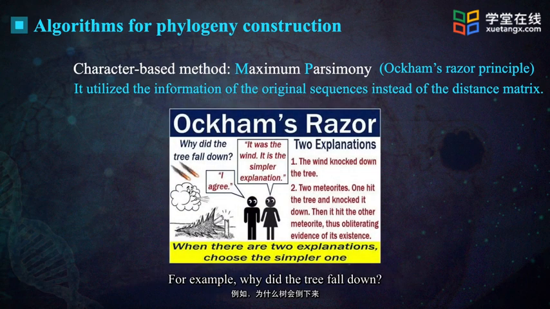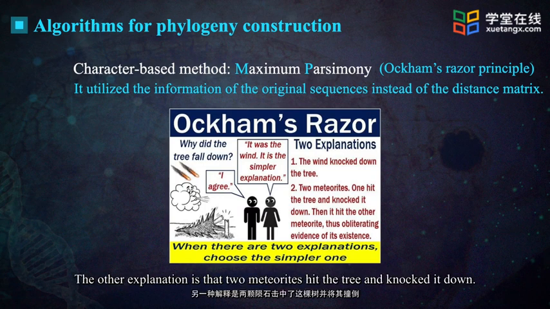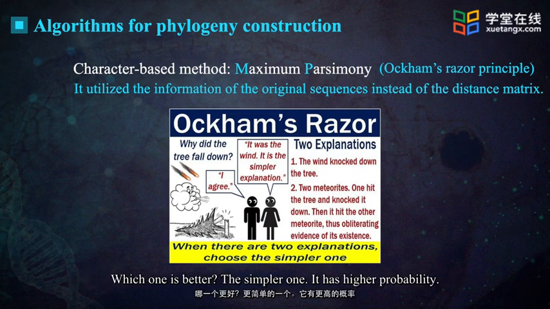For example, why did the tree fall? One explanation is that the wind knocked down the tree. The other explanation is that two meteorites hit the tree and knocked it down. Which one is better? The simpler one. It has higher probability.